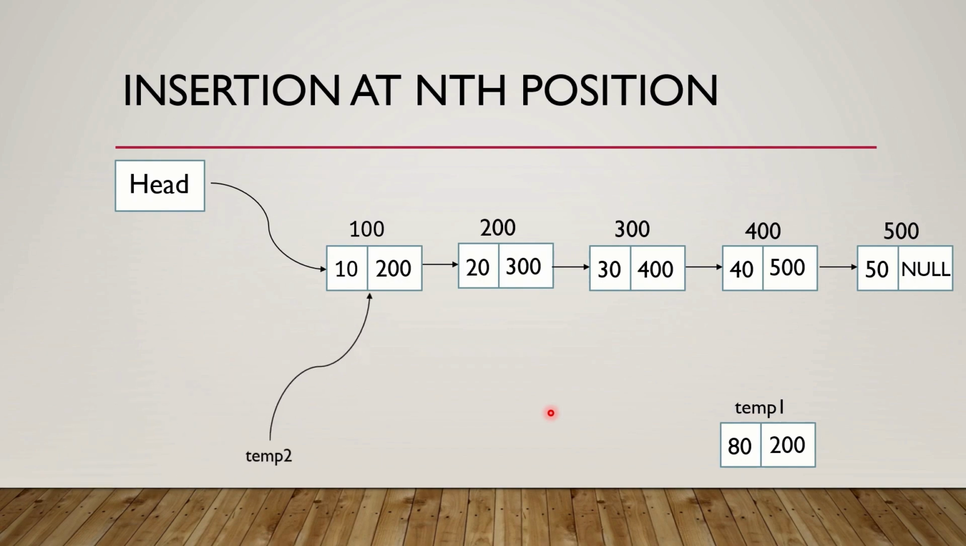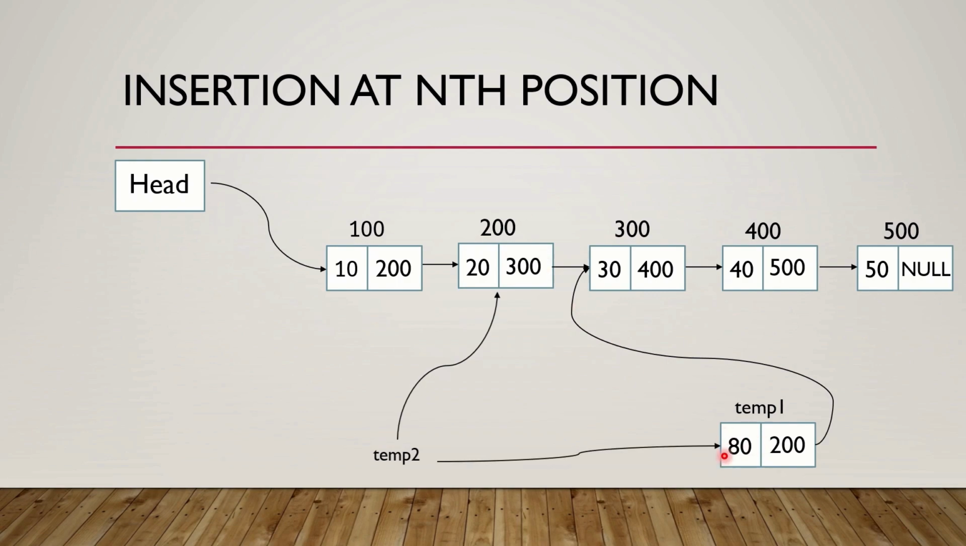So let's do that. First it goes here, then it comes here. After temp2 comes to the second position, I make temp1 of next point to whatever this is pointing to. So temp1 of next points to this 300. Then afterwards I break this connection, and then I make 200 point to temp1. I didn't show it properly here, but 200 must point to temp1. Since temp2 is pointing to 200, it is equal to 200 pointing to temp1. So that is what we are doing in the program.